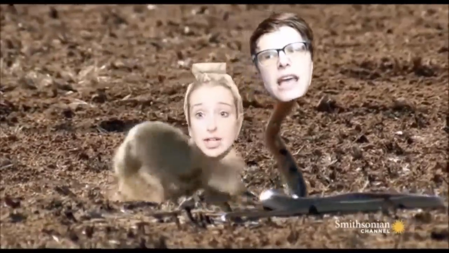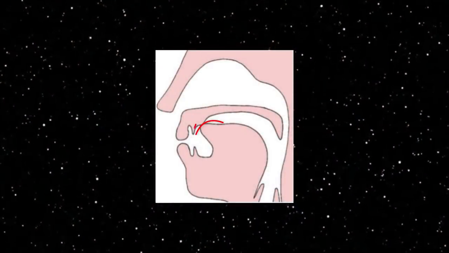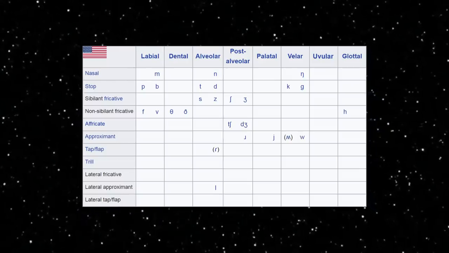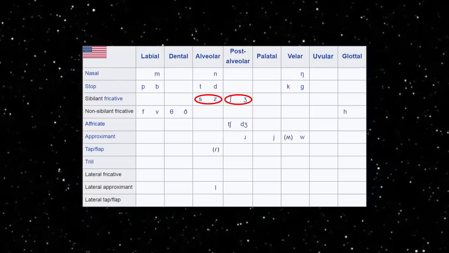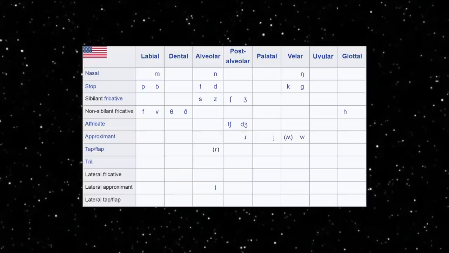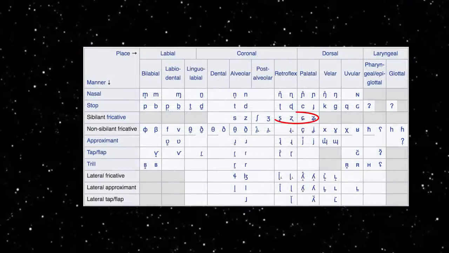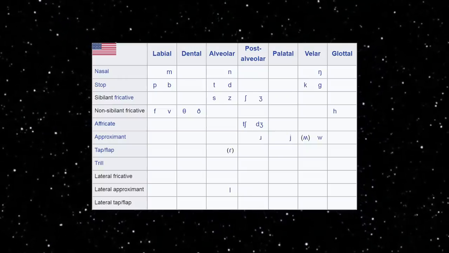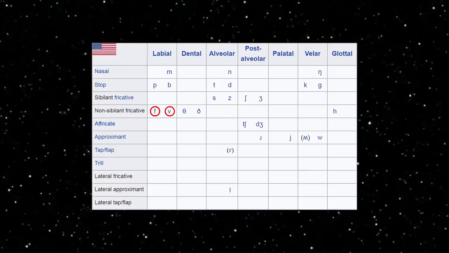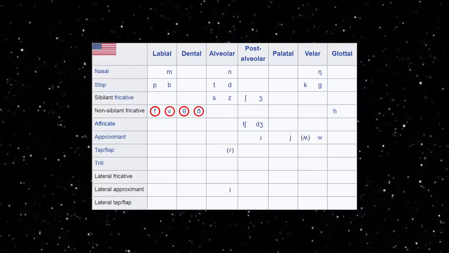Because you make them differently, using the blade of the tongue to force air out through a small pocket. So here you get the S and Z sounds, and the SH and ZH sounds, sha, zha, and some others behind those that are used in different languages. Right below that, in the non-sibilant fricatives, you get classic sounds like fa, va, tha, and tha.